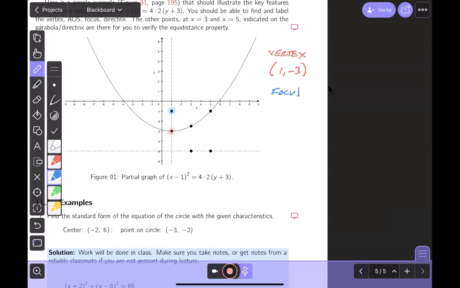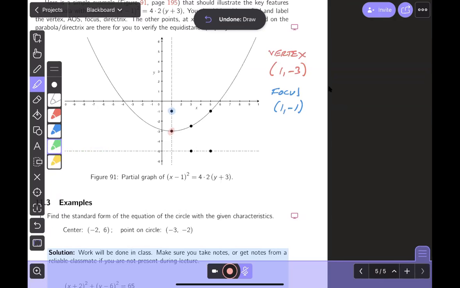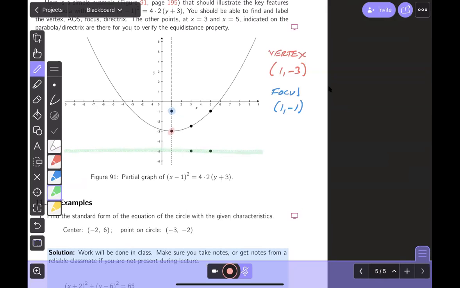What is the focus? Well, looking at it, the focus is 1, comma, minus 1. All right. I want to put something else down over here. I want to talk about this line over here. Let me just make sure you know what I'm talking about. That line's called a directrix. And what is that line? Y equals minus 5.